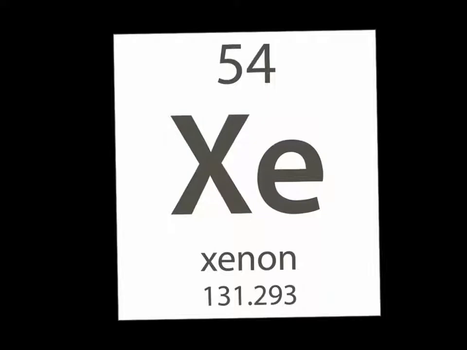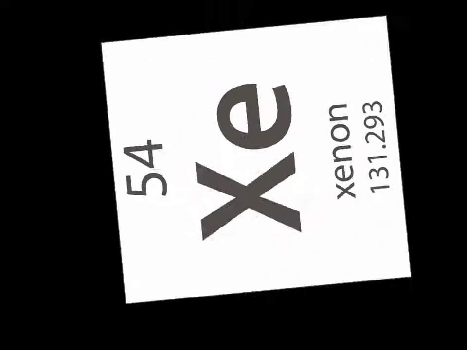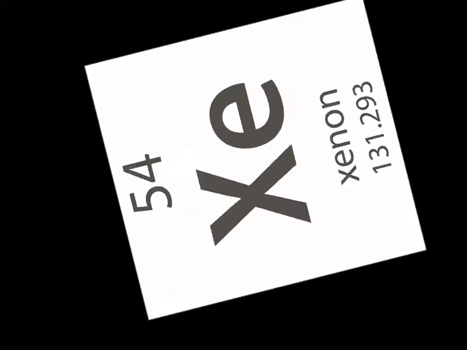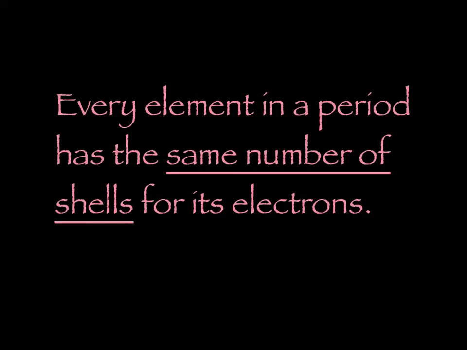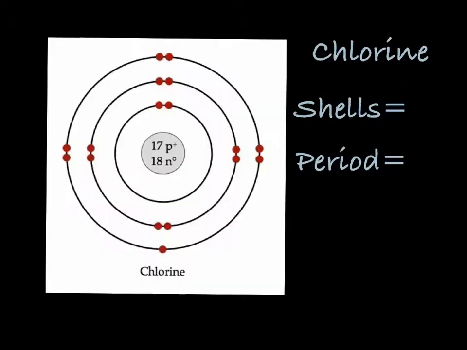Each box or brick normally would contain an element, which is a chemical substance that cannot be broken down into a simpler form. Now let's talk about these periods and groups. Every atom of an element is surrounded with a different number of shells. All of the elements in a period have the same number of shells for their electrons. For example, chlorine has 3 shells for its electrons. Therefore, chlorine has to be in the 3rd period of the periodic table.